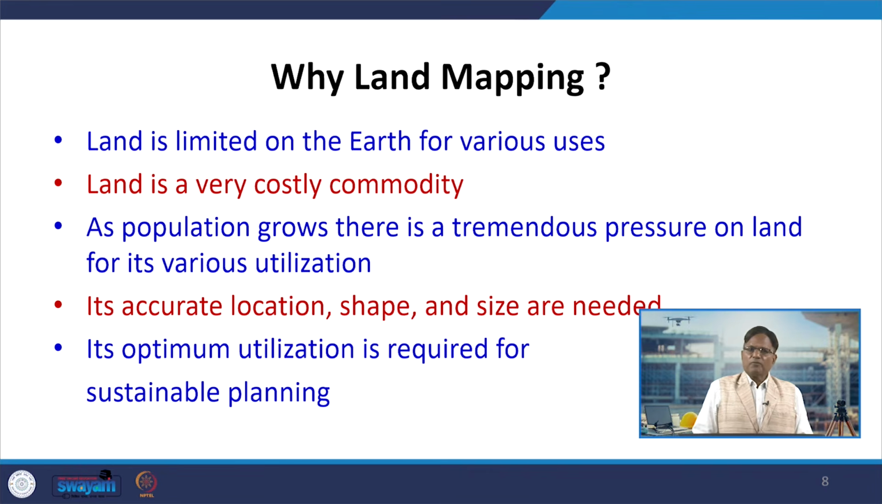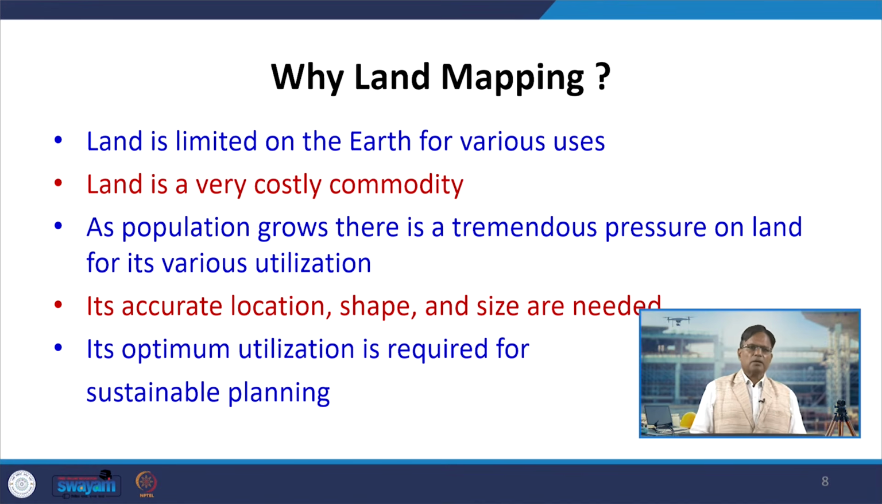So land has become a very costly commodity, so its accurate mapping is very, very important. We must know the land in our possession, the land which is available next to us. As the population is growing, there is tremendous pressure on the land surface for its various utilization, maybe for housing, maybe for other amenities which are coming, maybe for agriculture use. So its accurate location, its shape and its size are all needed.